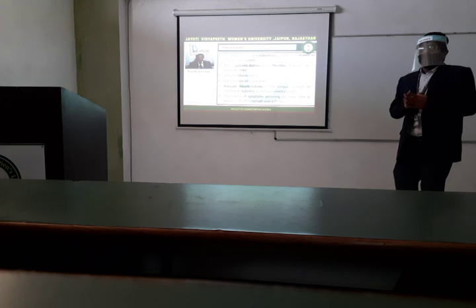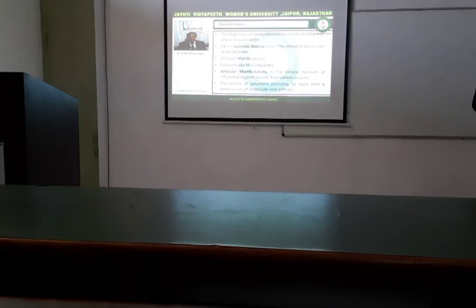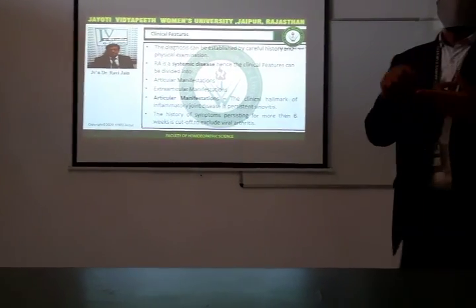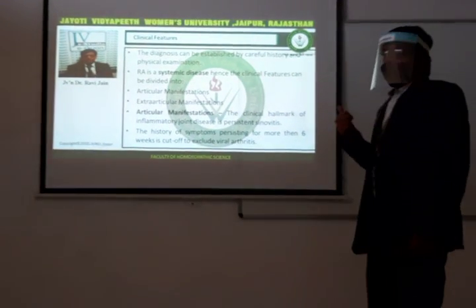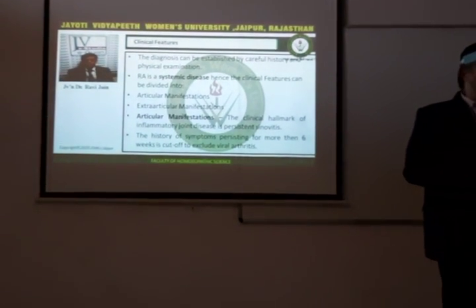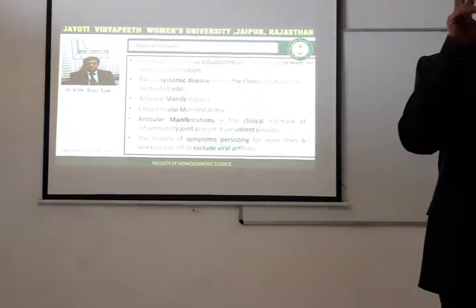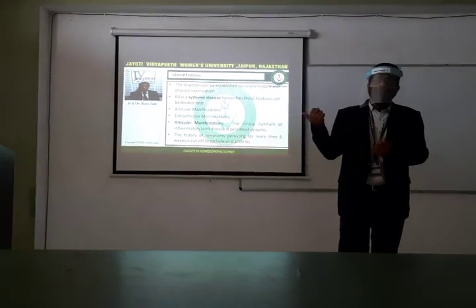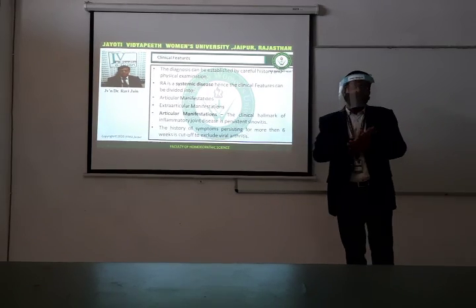So the diagnosis can be established by careful history and physical examination. It is similar to what we have discussed in osteoarthritis. In osteoarthritis also the history and the clinical features were very important for the diagnosis of the disease. Rheumatoid arthritis is basically a systemic disease. It is having affection in two planes. One is articular manifestations and the other is extra-articular. So we are going to discuss the clinical features of both in this lecture. We have articular manifestation that is related to the joint, and extra-articular manifestation.